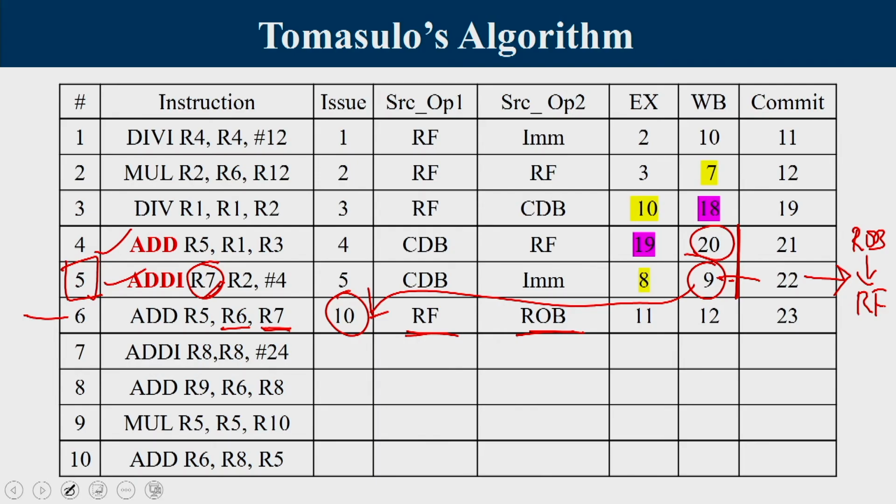Your execution gets over at clock cycle number 9. From 9 up to 22, it is available in the reorder buffer. So it's issued at 10. It can start execution at 11, and it will complete in 11 itself. At 12 you write back, and at 23 you are going to commit.